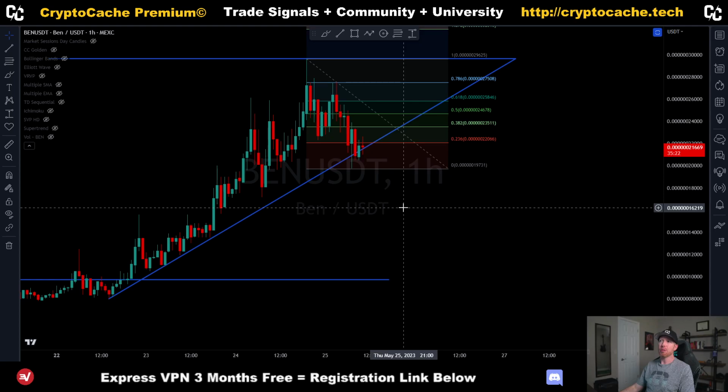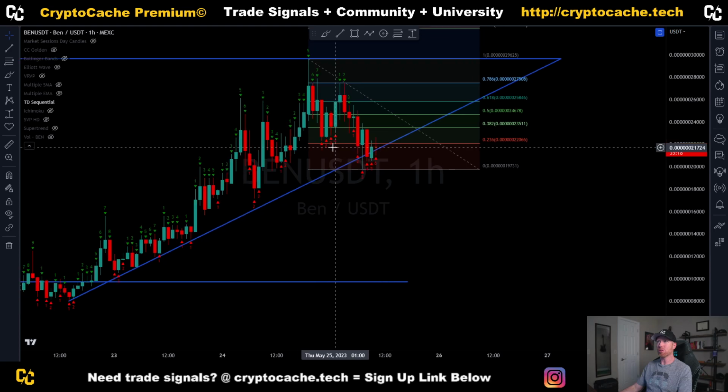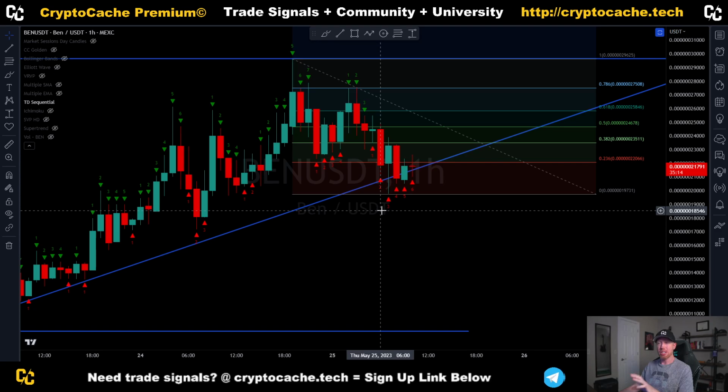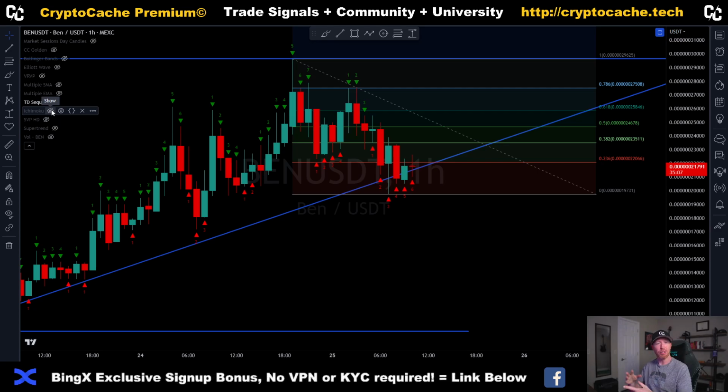That being said, when we take a look at some other standard factors, we can take a look at TD sequential. We are not overextended to the downside, but we got maybe 3 hours left of continuation down before the price bounces back. It's common for the price to go roughly 9 hours or 9 candlesticks in either direction before it reverses itself. So we're roughly 2/3 of the way down there.